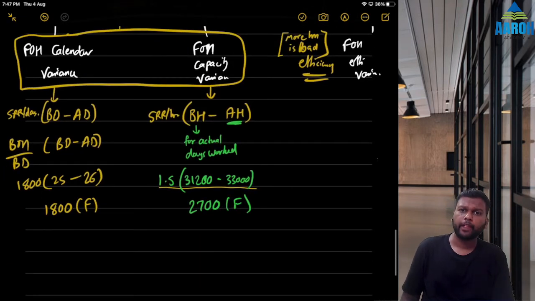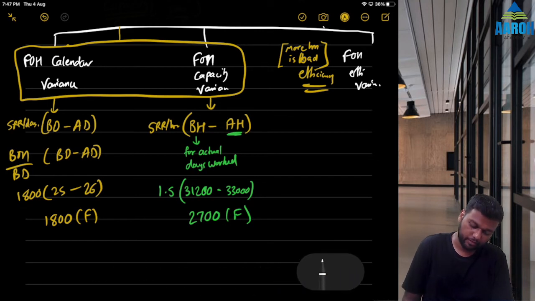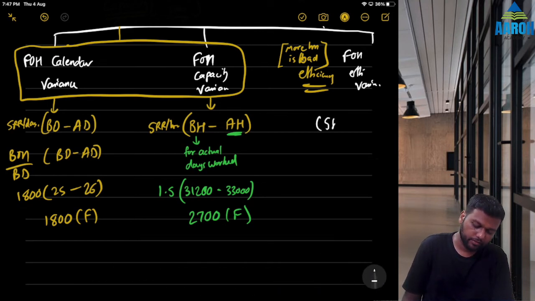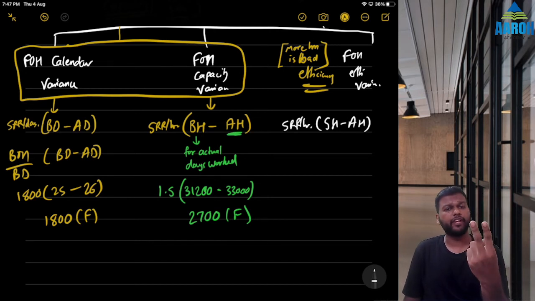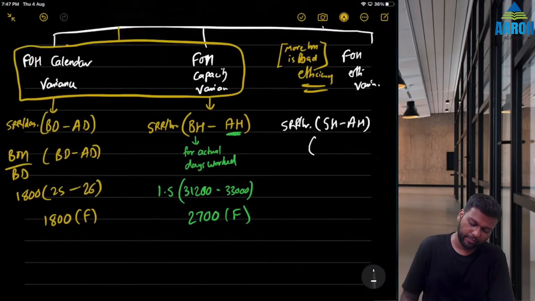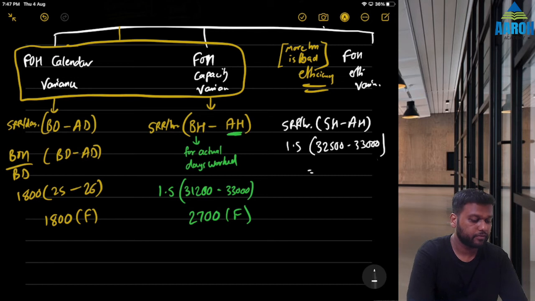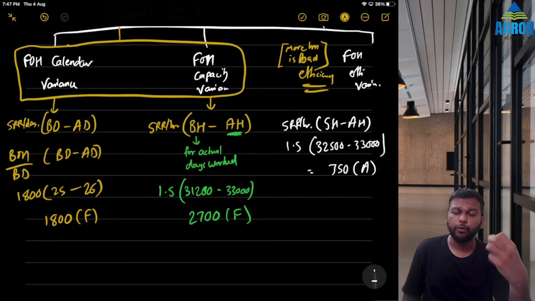Fine. Last is efficiency. Like I said, efficiency formula is always the same, always. Standard hours minus actual hours into SRR per hour. Always, whether it is labor, variable overheads or fixed overheads. So we have standard hours, we have already calculated somewhere, right? 32,500 minus actual hours 33,000 into SRR per hour 1.5. How much is it? 750. Now this is adverse because this is efficiency. If you take more hours, then that is bad for efficiency, right?